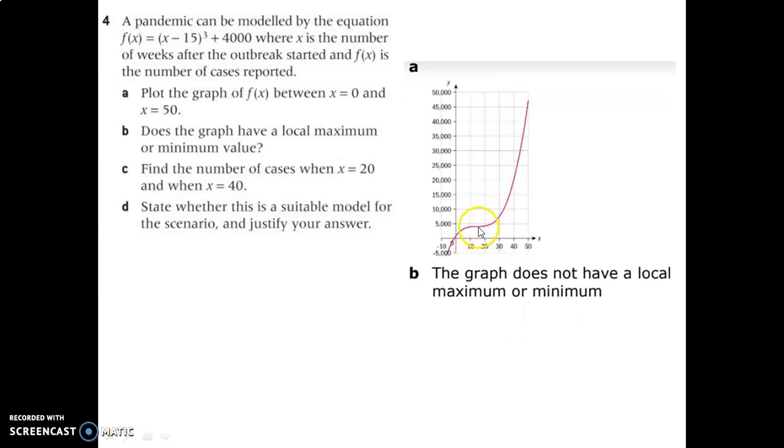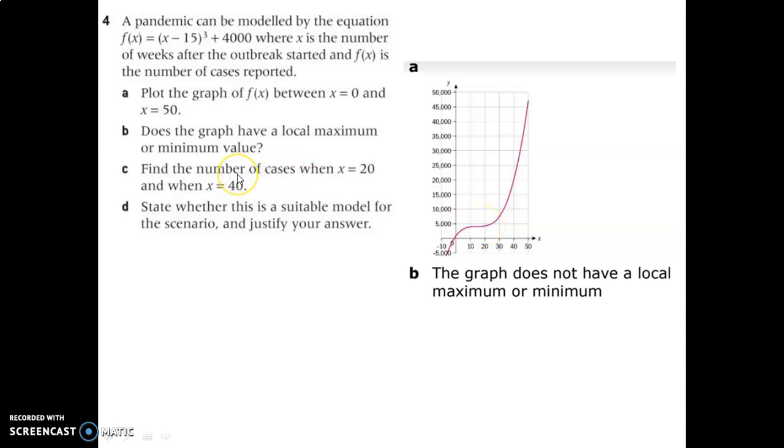Okay, so here's the graph. Here's between 0 and 50. And you can see clearly it's rising very quickly. So as the weeks go by, the cases increase rapidly. And the answer to local max or minimum, no, it doesn't. You can see it's one of those cubic graphs. We talked about these in the last lesson. These cubic graphs that have no max or min. So it's one of those.